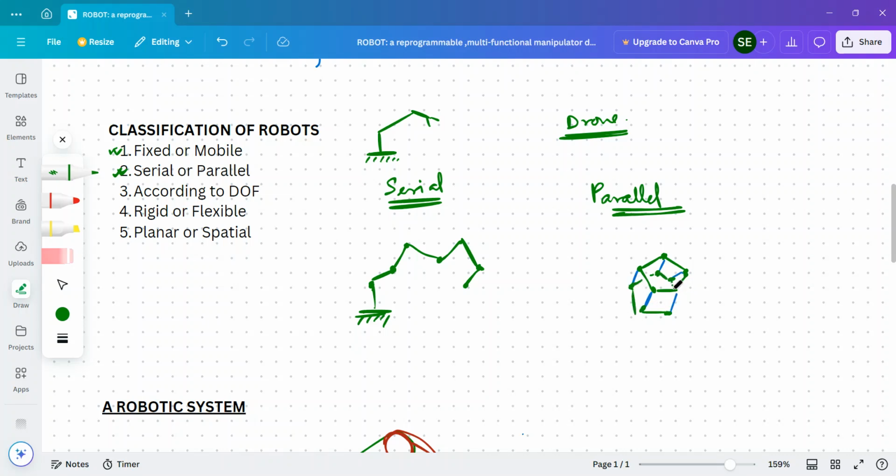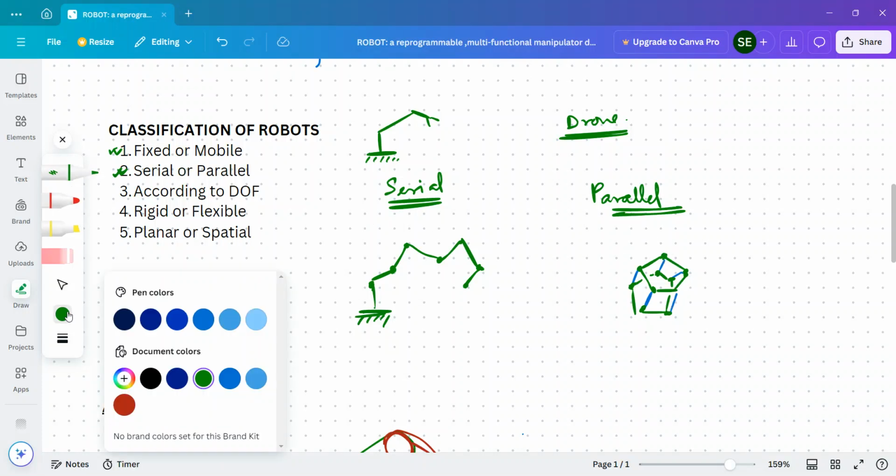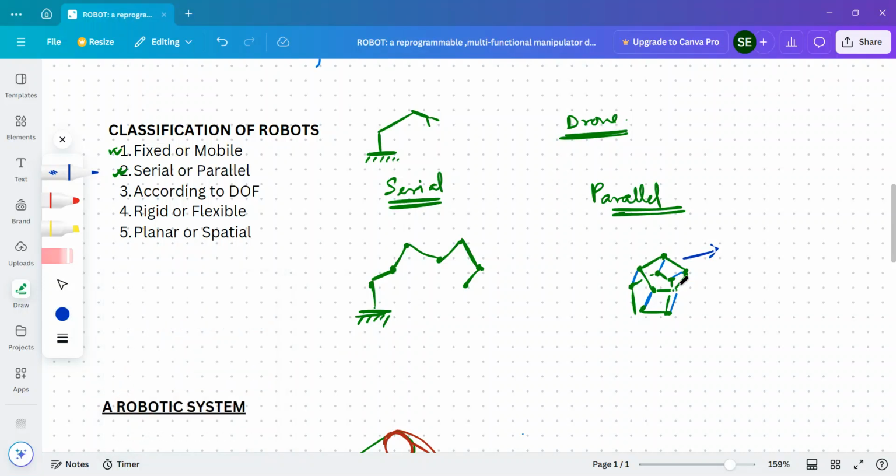You can see these two parts of the robot are parallel to each other. This is the upper one and this is the lower one. These two parts are parallel to each other. So this kind of robotic structure is called a parallel robot. Now I will tell you another important point.